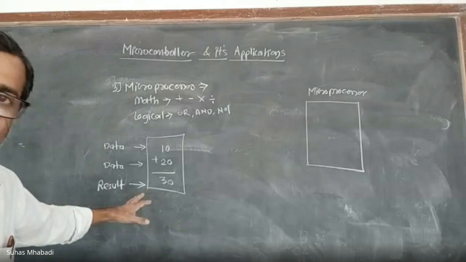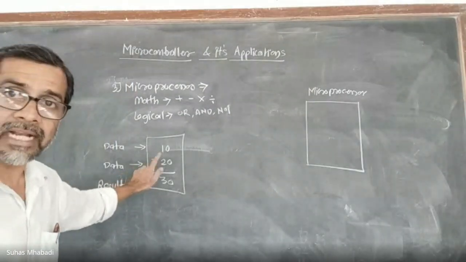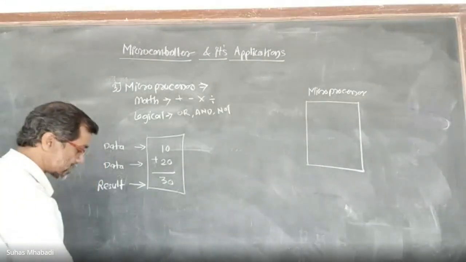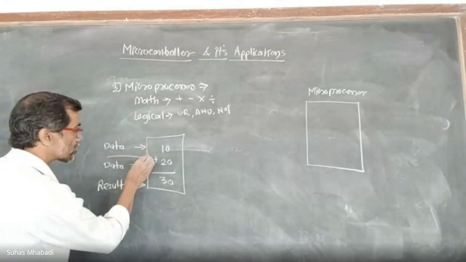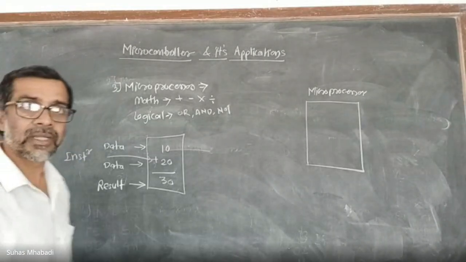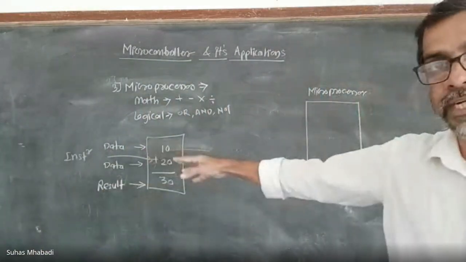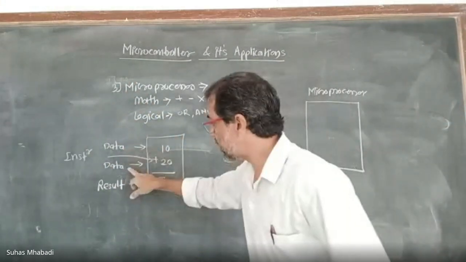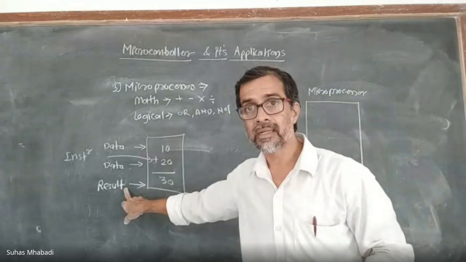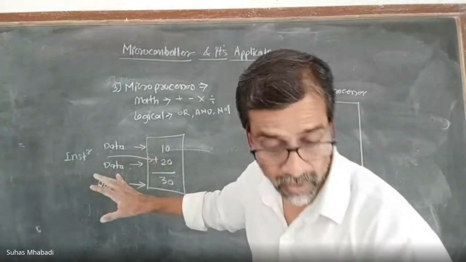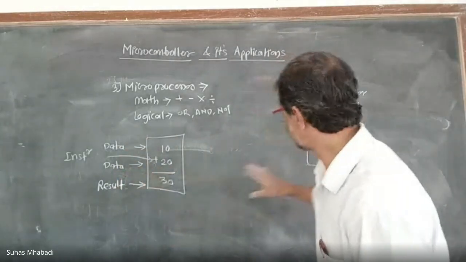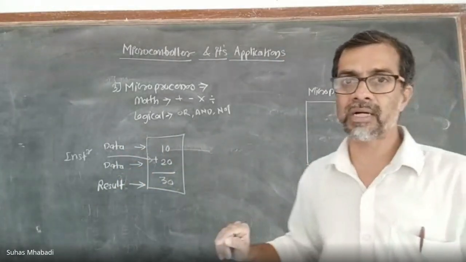Is it sufficient? No. Addition, subtraction is an instruction. So let me write in another color. This is known as instruction. So my program or my objective is to deal with data, instruction, and at the end, I'm going to get the result. Now, to obtain this, the processor will not work alone.